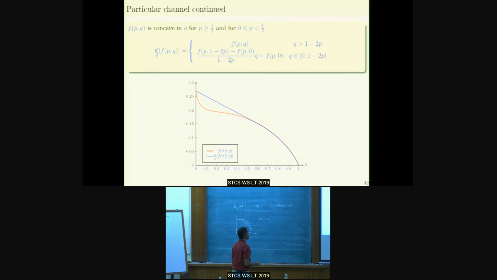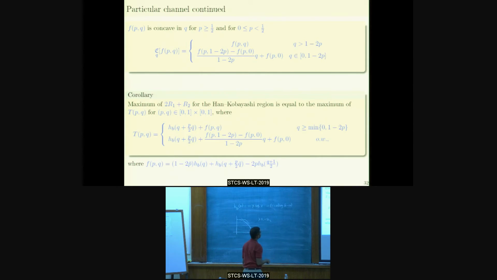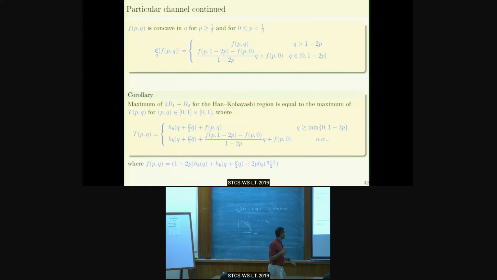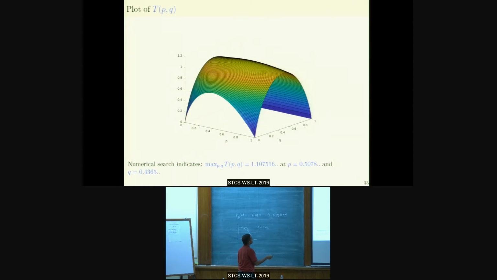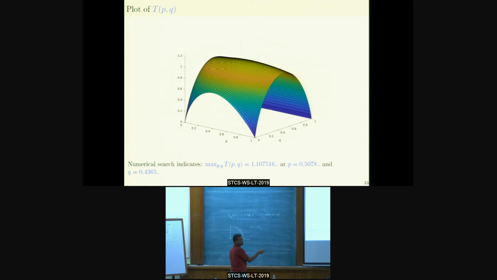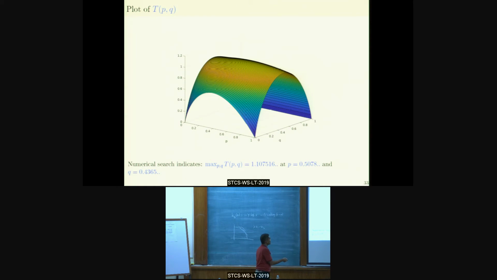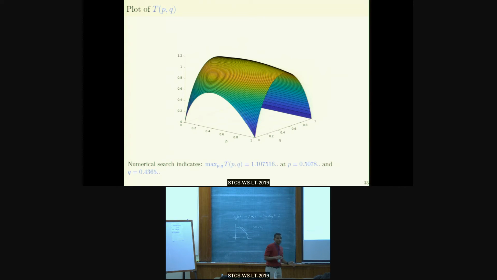So how do I compute the Han-Kobayashi region? One letter, I just had to compute the maximum of 2 R1 plus R2, which is given by the maximum over p, q in 0,1 cross 0,1 of this expression, which is exactly the variable. So at least now we've removed the numerical inaccuracy of computing the upper concave envelope. That's explicit. Now you can plot this. If I plot this, you see somewhere the maximum is here, and if I do it numerically, you get something like this. This should be enough for most people.